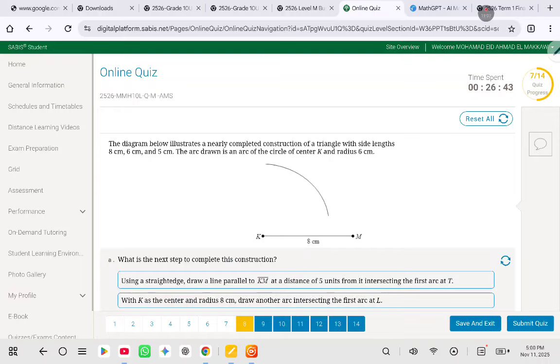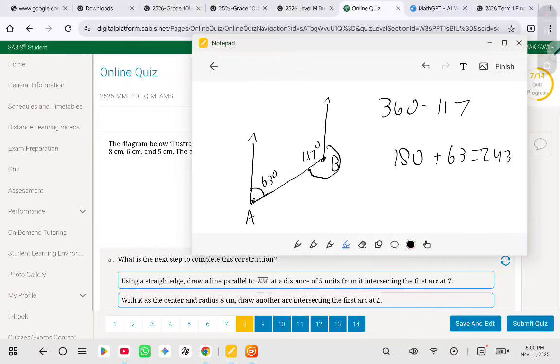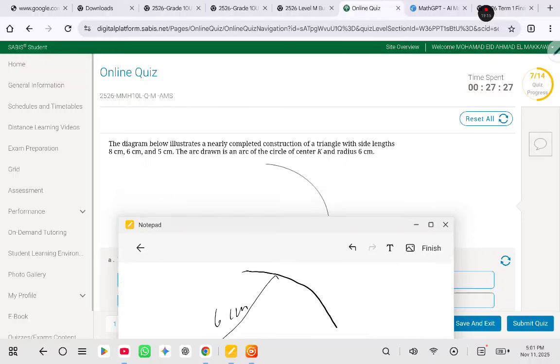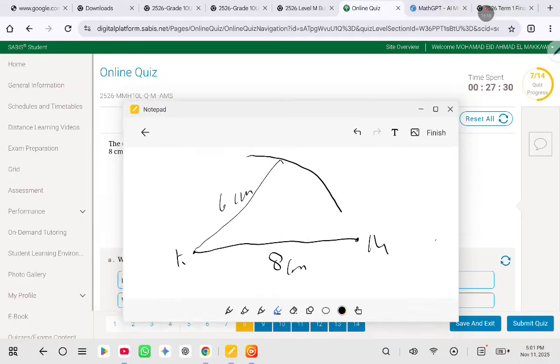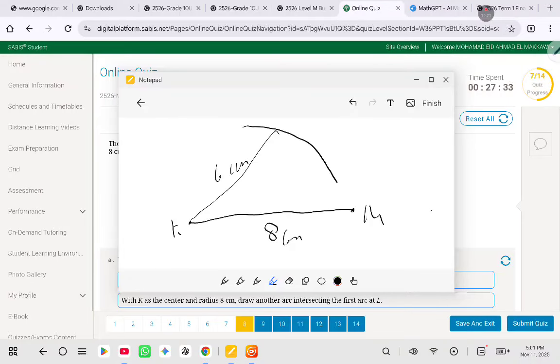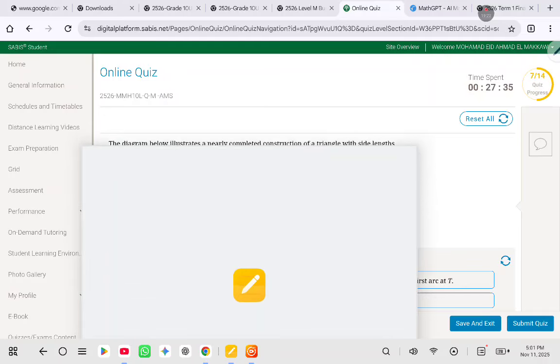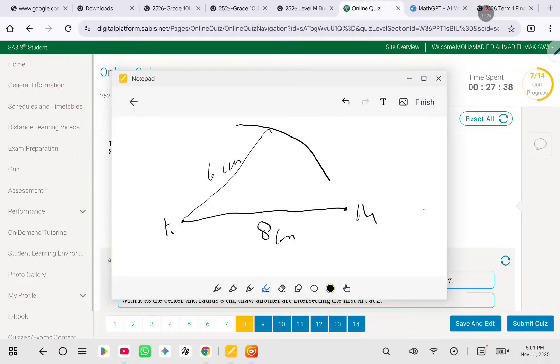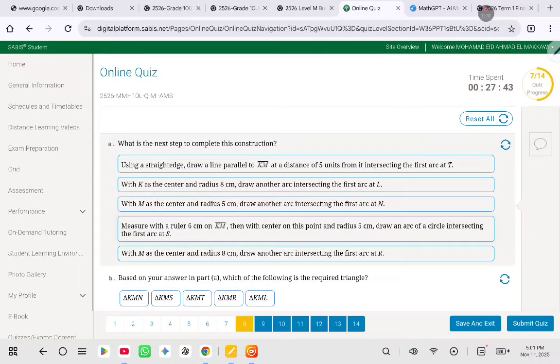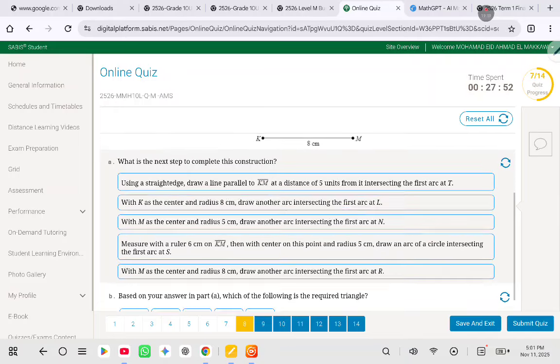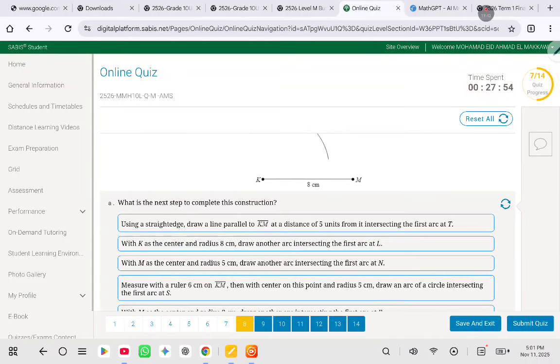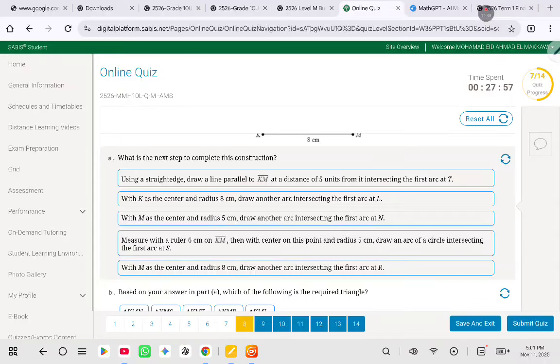Okay, guys, this is actually easy. They're telling us from center K, radius 6, so let me sketch this. Okay, guys, we drew radius 6 centimeters from K, and then they're saying 5 centimeters. So we start from M and then we go 5 centimeters. We just look at the options. Using a straight edge, draw a line parallel to KM at distance. No, guys, you don't draw a parallel line. That's not what we did.